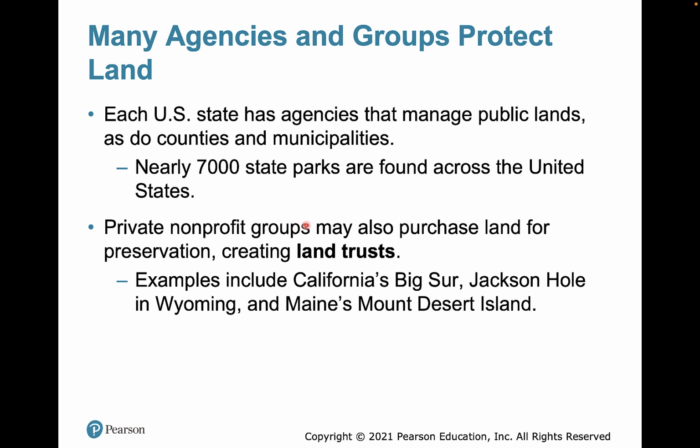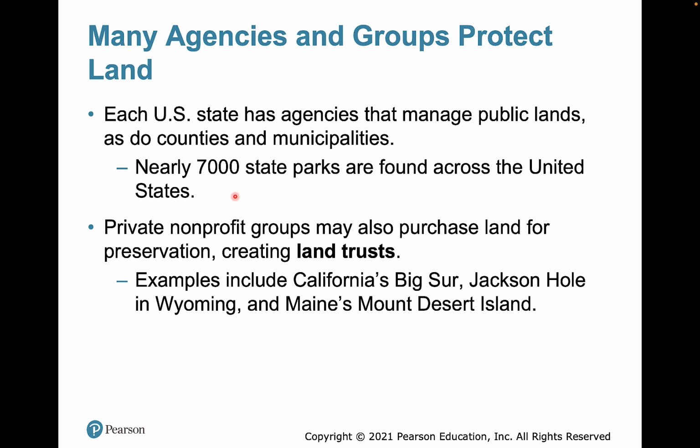Now we can talk about it at the state level. There are state parks in the United States, and then there are agencies within each state to manage those public lands. There are county parks and municipal parks too. There are private nonprofit groups that can buy land for preservation, creating something called a land trust. In Hunterdon County, we have a land trust. It's called the Hunterdon County Land Trust, and it's based in Flemington, right at the DeVore Farm. When you come down Route 12 into Flemington, it's right there.